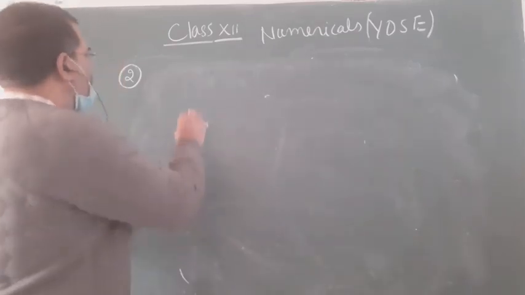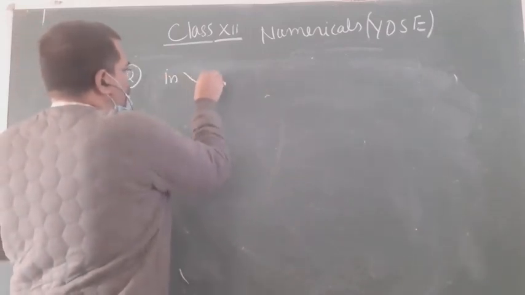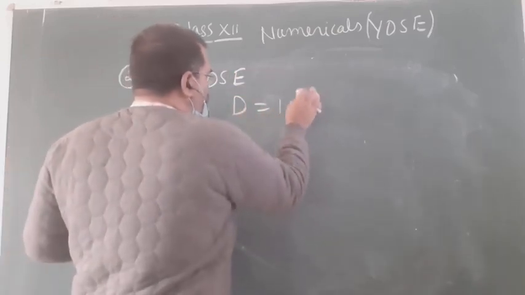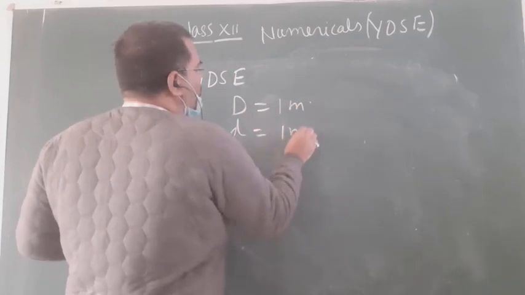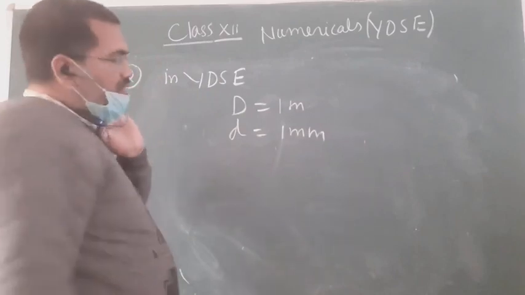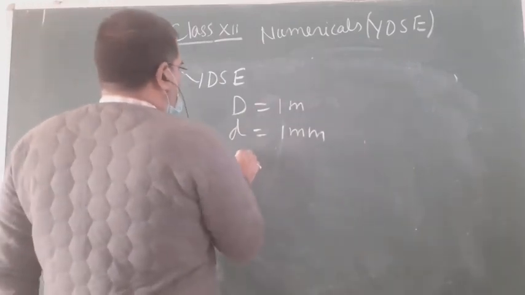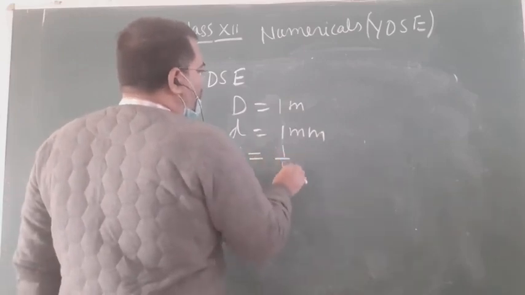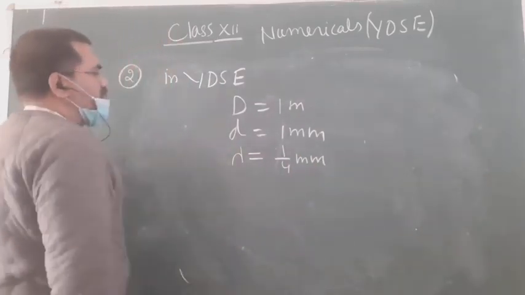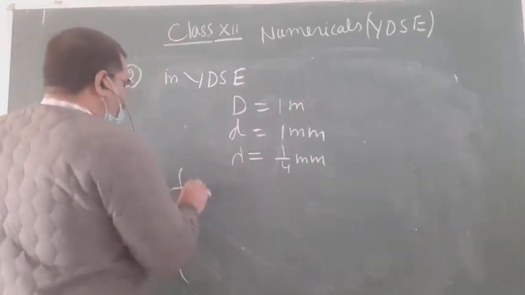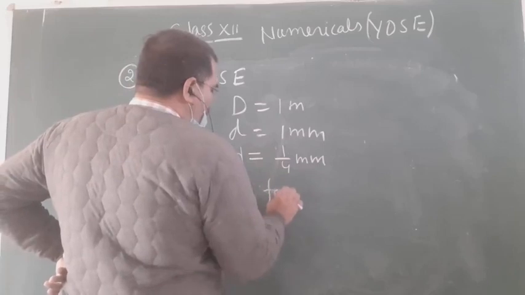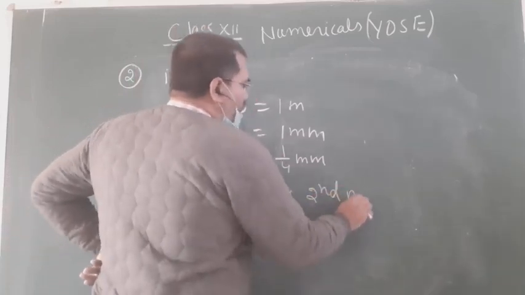Similar question. In YDSE, it is given that capital D equal to 1 meter, small d equal to 1 millimeter, and lambda equal to 1 by 4 millimeter. Okay. Find y for second minimum.